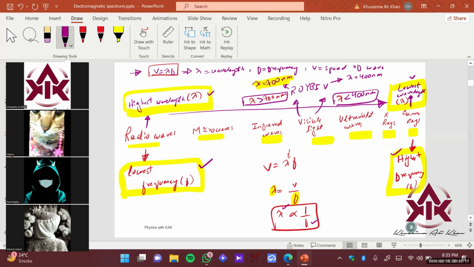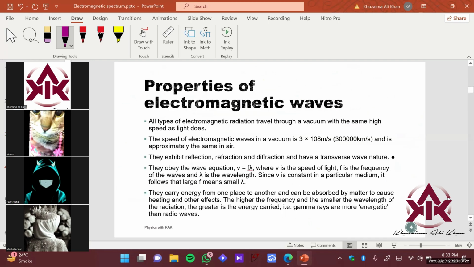In your exam, it comes that list the properties of electromagnetic wave for 3 marks, 2 marks. So you should learn at least three of them from these. So what are the properties of electromagnetic wave?